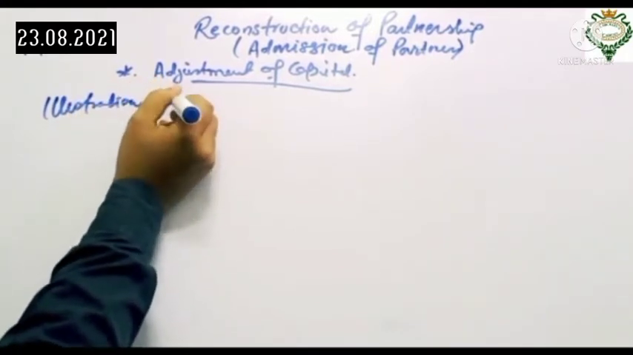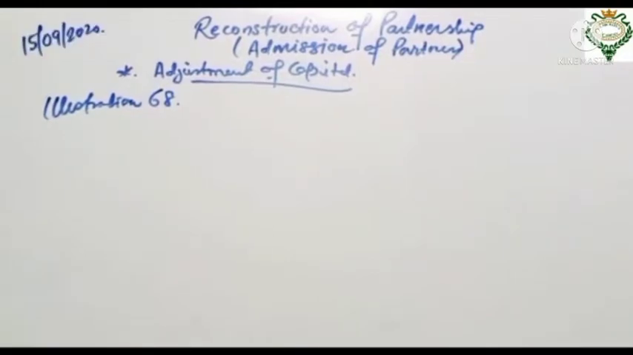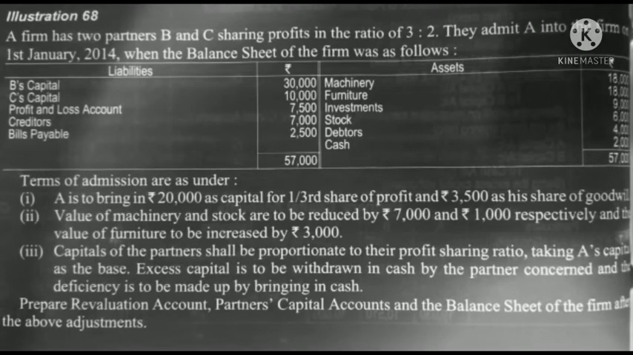68. So look at the question here. A firm has two partners, B and C, sharing profit in the ratio of 3:2. They admitted A into the firm on January 1st, 2014. Their balance sheet is also given over here. Now come to the terms of admission. Point 1. A, the new partner, brings 20,000 as capital and gets 1/3 share of the profit, and brings 3,500 as a share of goodwill.